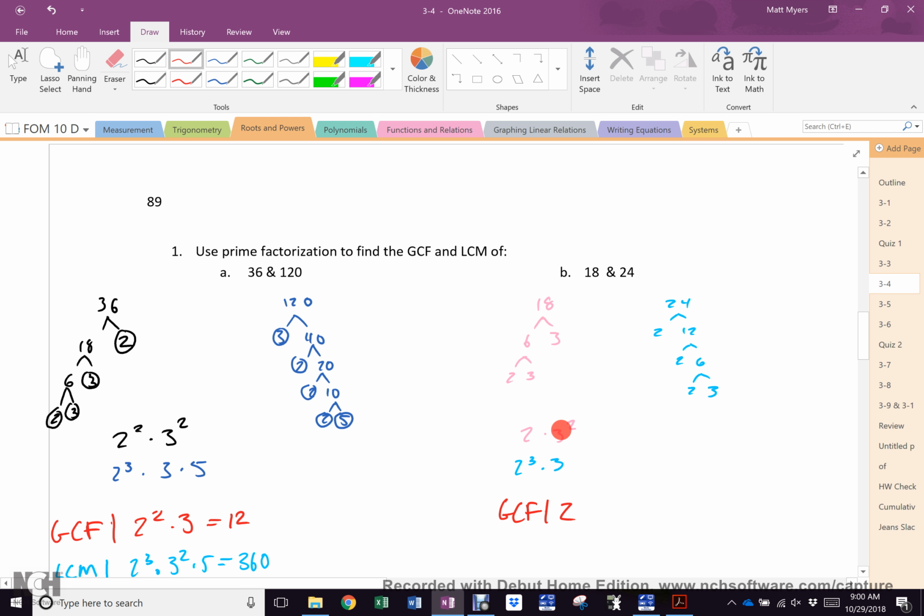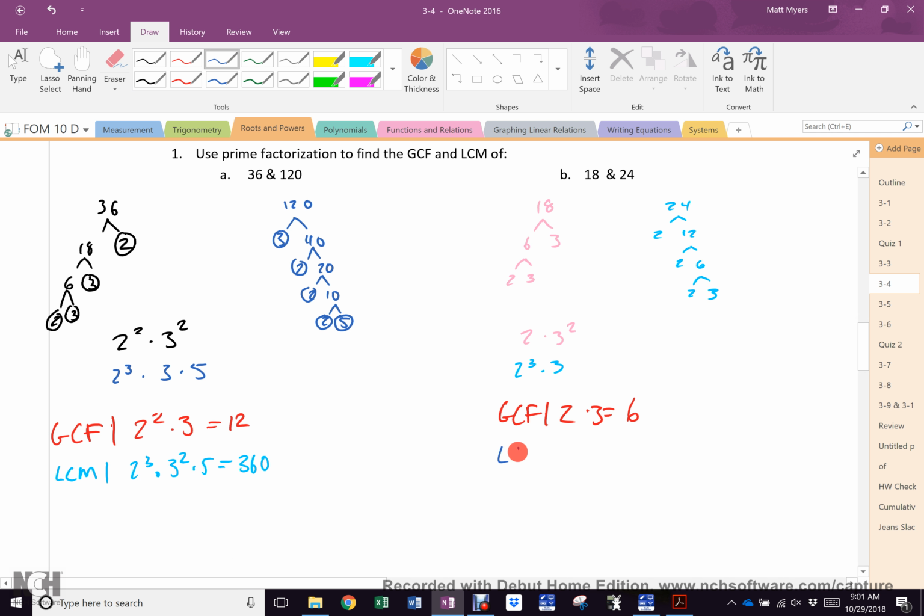How many 3's can this guy give? It says right there, 2 of them, yes? How many 3's can the blue guy give? 1. What's the maximum amount of 3's you can take from either one of these guys? You can't take 2 because this guy only has 1 to give, yes? So it is 2 times 3, which is 6. Does 6 go into 18? Yes. Does 6 go into 24? Yes. Good.